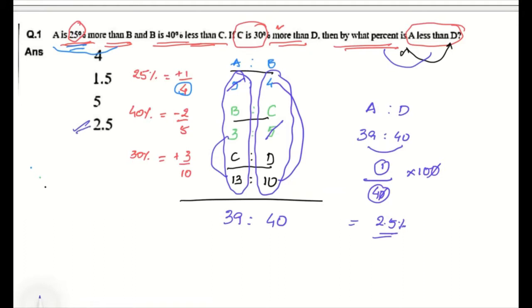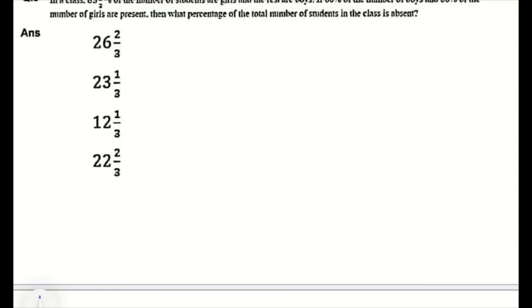Clear to all of you? So whenever percentages are there, you have to convert them into fractions, and to find the direct relation of A is to D, it is the multiplication of extremes. This extreme and this extreme ratio. Okay? Clear? Next one. 9th one.